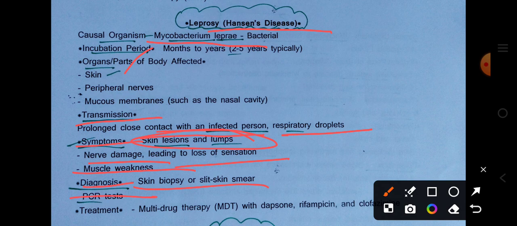What is PCR? It is polymerase chain reaction. It is used for diagnosis of different types of diseases. Next is treatment. Multi-drug therapy is required in case of this.